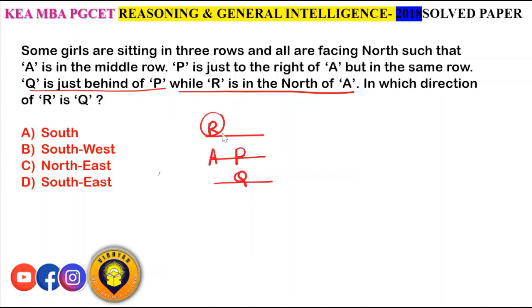So Q is southeast. See, this is east, this is west, this is north, this is south. So this is in this direction. Okay, so if R is here, in this direction is Q. So which direction is it? It is the southeast direction. So the answer here is southeast.